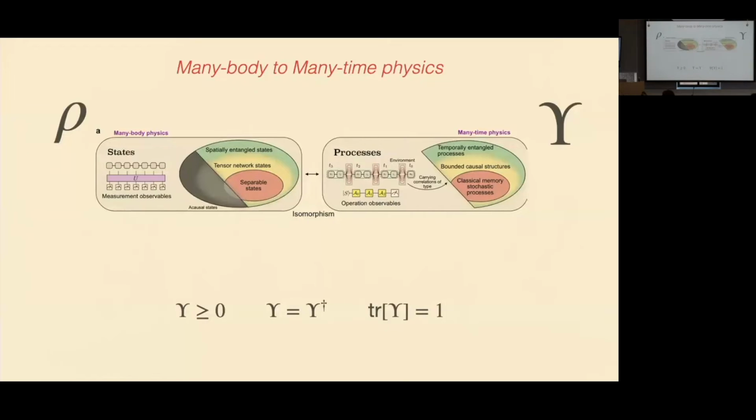So we can think of something called many-time physics now, right? So there's this notion of many-body physics. We can have quantum states of lots of qubits, and a lot of you work on that. And we have a whole hierarchy of things here. So we have spatially entangled states. We have some states that have nice tensor network representation because they don't have a lot of entanglement, so they're classically tractable. And then we have also separable states.